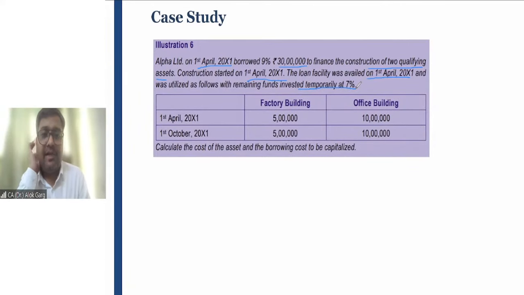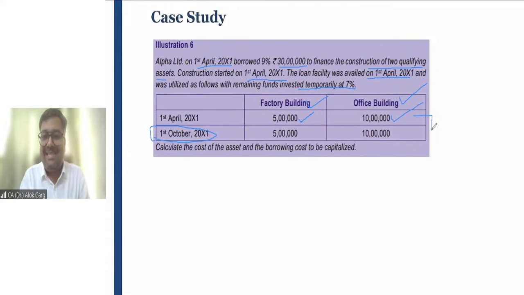So the company took a loan of 30 lakh on 1st April. The interest rate is 9%. And they have started constructing two buildings. One is a factory building and one is an office building. On 1st April, they have invested 5 lakh rupees into the construction of the factory building and 10 lakh rupees into the construction of the office building. So on 1st April 2001, out of 30 lakh rupees, they have spent 15 lakh rupees. And the other 15 lakh rupees they are going to spend on 1st October 2001.